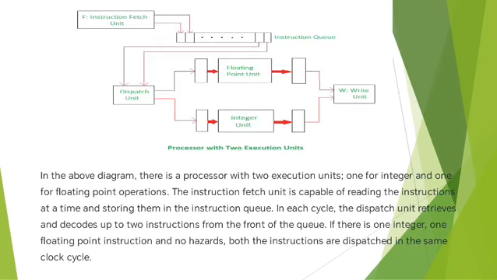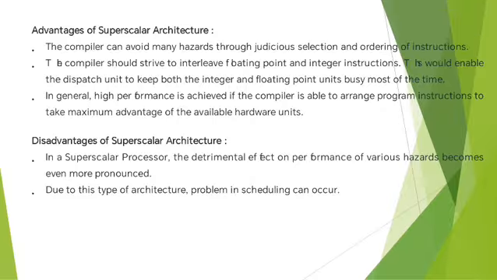This diagram will explain the processor with two execution units. In the above diagram, there is a processor with two execution units, one for integer and one for floating point operations. The instruction fetch unit is capable of reading instructions one at a time and storing them in the instruction queue. In each cycle, the dispatch unit receives and decodes up to two instructions from the front of the queue. If there is one integer and one floating point instruction and no hazards, both instructions are dispatched in the same clock cycle.